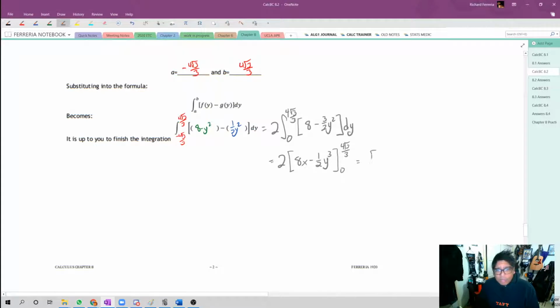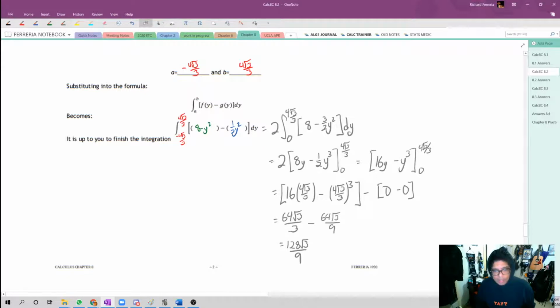That's going to be equivalent to 16x minus y cubed from 0 to 4 root 3 over 3. I think you can see why that's going to make things a little bit easier. Oh my gosh, this should be a y. Oh boy, and then all of that, we've got minus 64 root 3 over 9, and all of that gives us 128 root 3 over 9. So that's our integration.